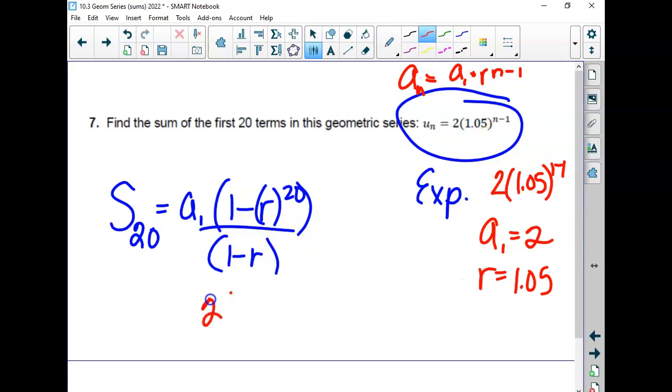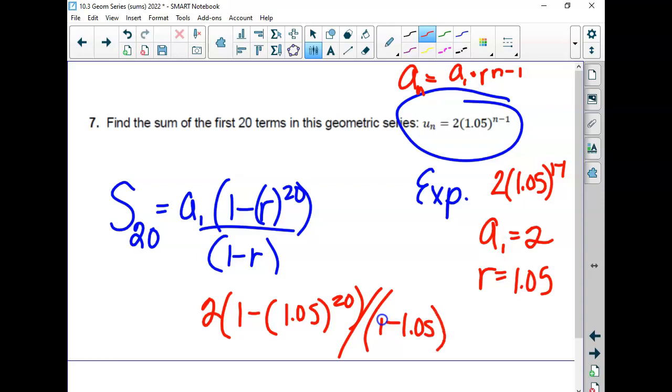So 2 times 1 minus 1.05 to the, what are we doing, 20 terms? Over 1 minus 1.05. All right, I'm not going to do it on that calculator because it takes me twice as much time. 2 times 1 minus 1.05 to the 20th divided by 1 minus 1.05.